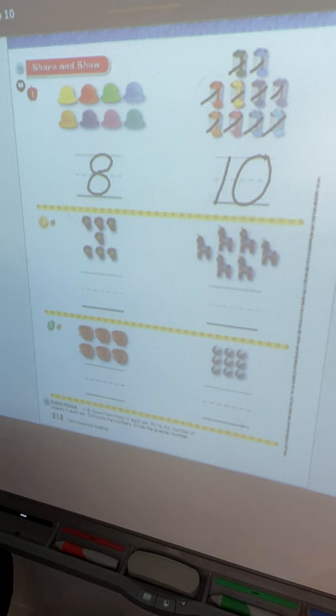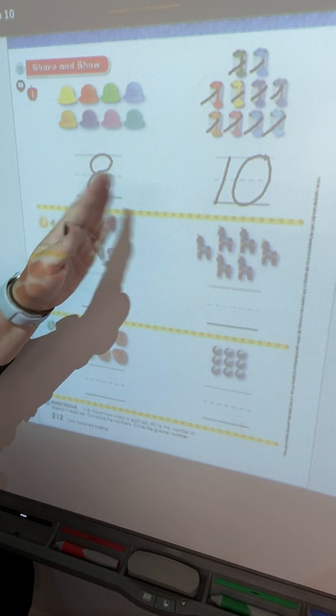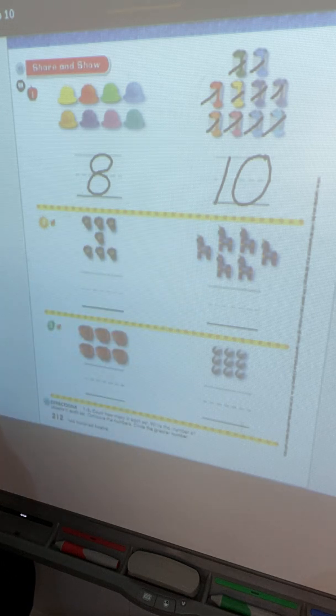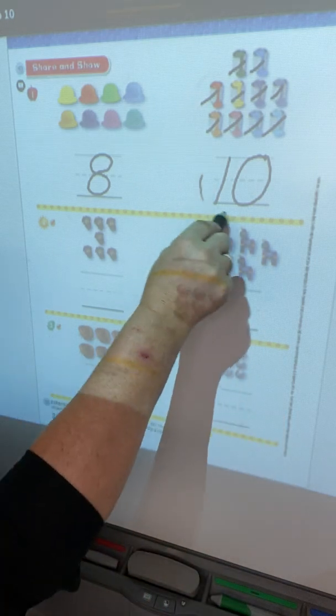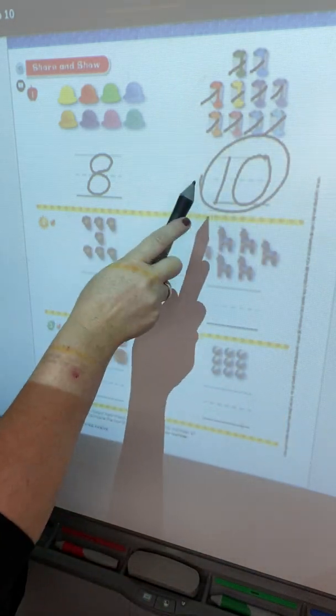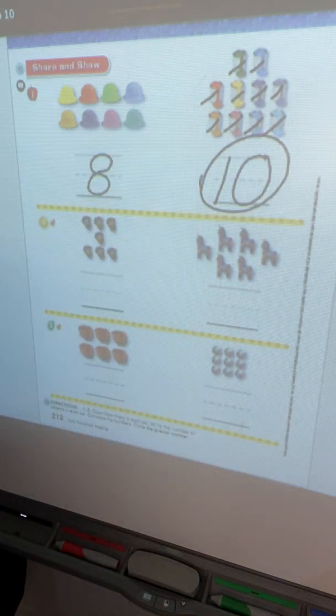I want to know which set has more. Which one is greater? Is 8 greater or 10? Which one is the greatest? If you said 10, you are correct. 10 is more than 8.